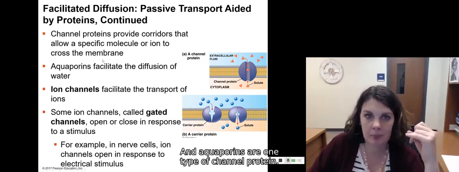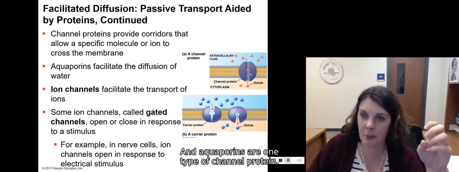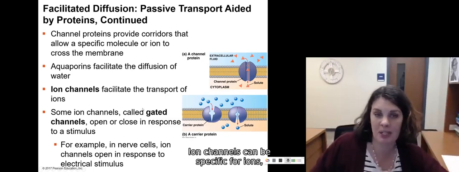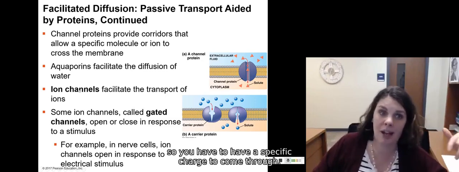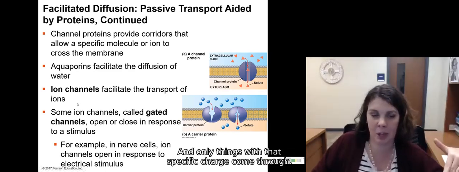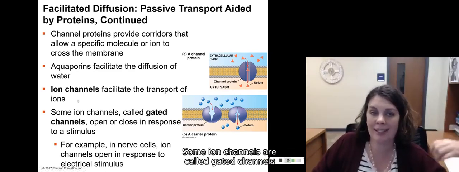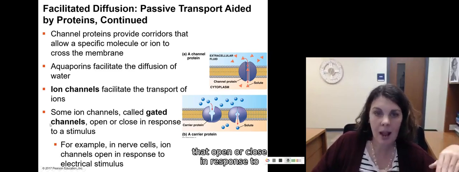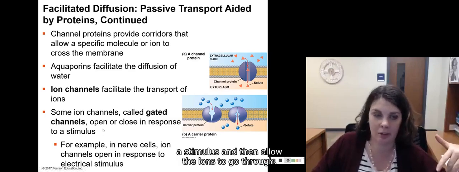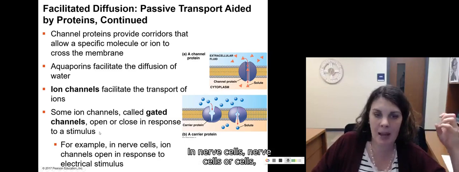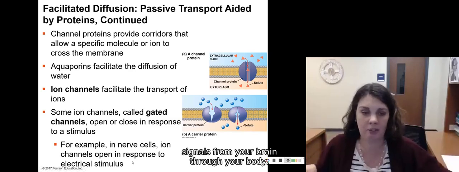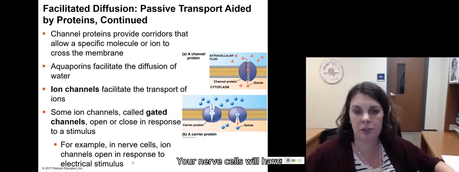Channel proteins provide corridors, and aquaporins are one type of channel protein. It lets water go through. Ion channels can be specific for ions, so you have to have a specific charge to come through, and only things with that specific charge come through. Some ion channels are called gated channels, and they'll open or close in response to a stimulus and then allow the ions to go through. So in nerve cells, cells that run through your body to send signals from your brain through your body.